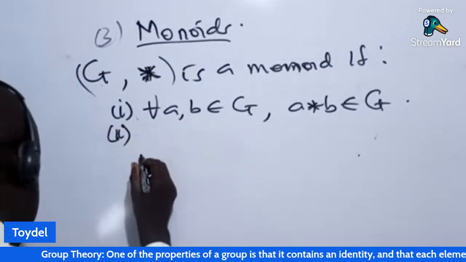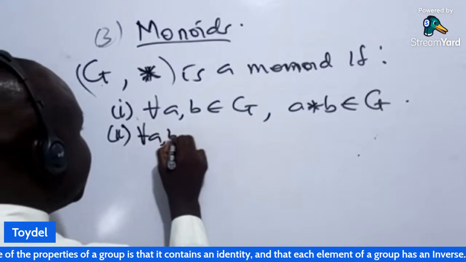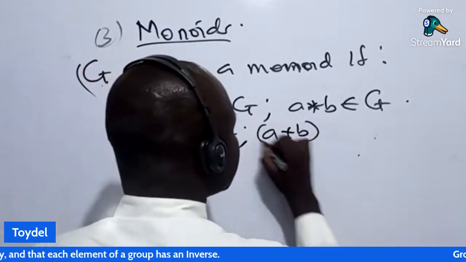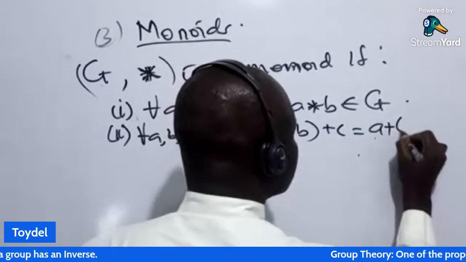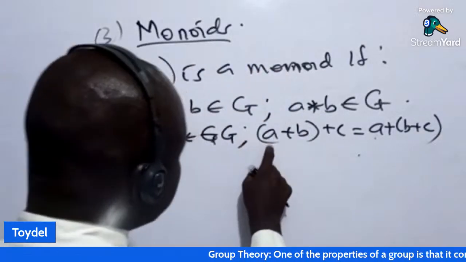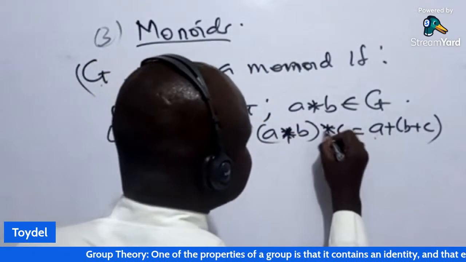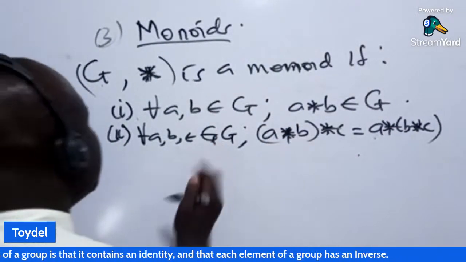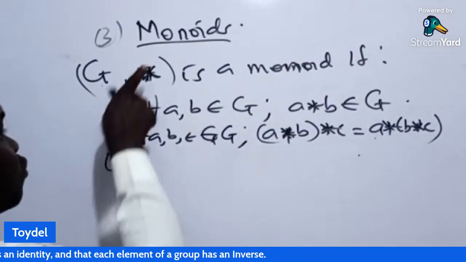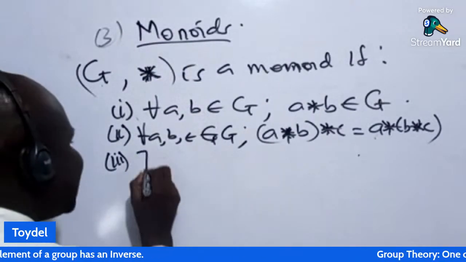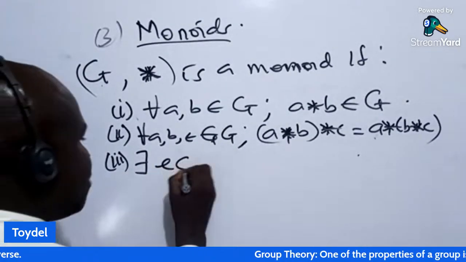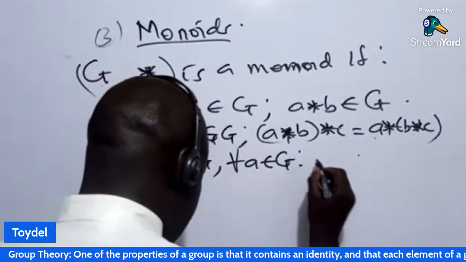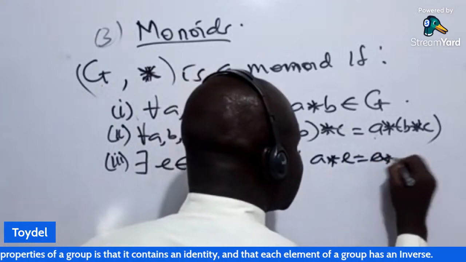The second property is that for all A, B, C that belong to G, we have A asterisk B asterisk C equal to A asterisk into bracket B asterisk C. That is, asterisk is associative in G. This additional property now differentiates monoids from semigroups. In this case, there exists E, an identity element that belongs to G, such that for all A that belongs to G, A asterisk E is equal to E asterisk A, and it is equal to A.